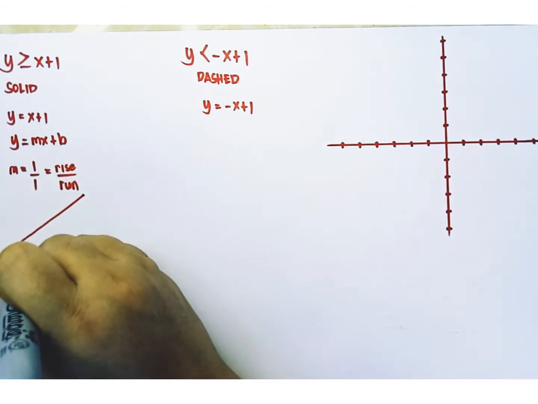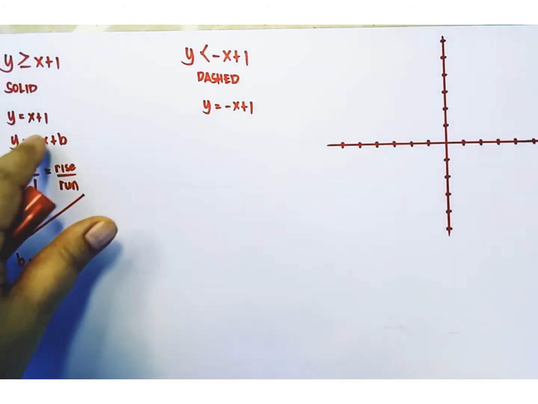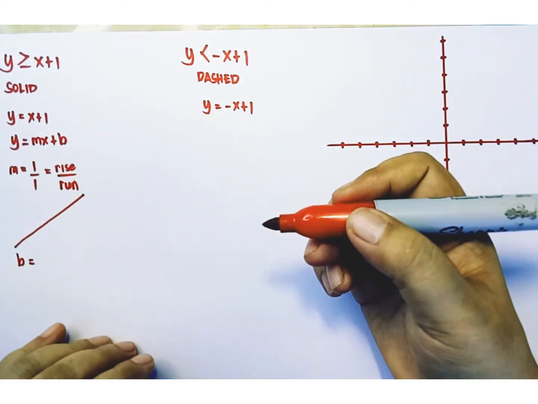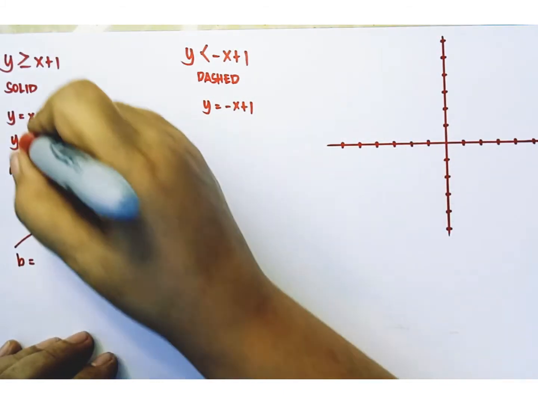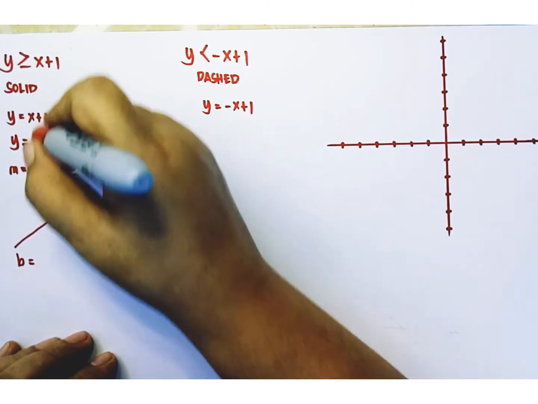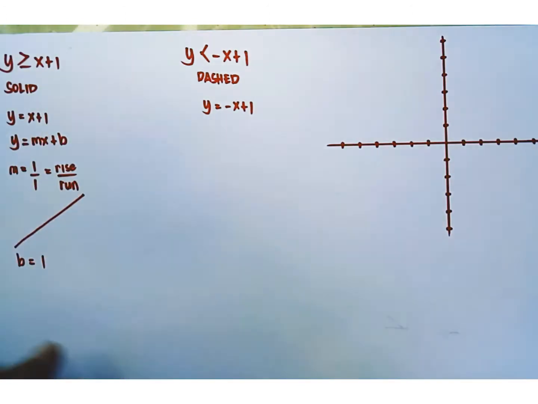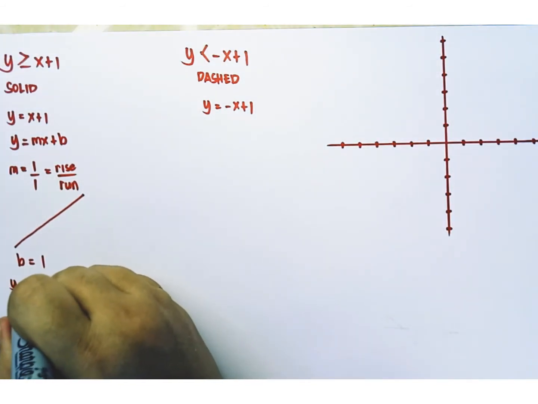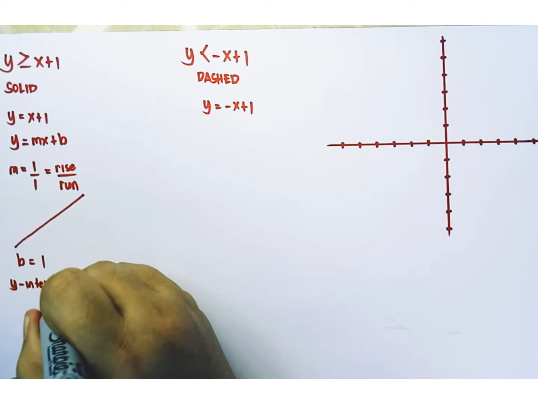The value of b is the constant term in the slope-intercept equation. It's actually the y-coordinate of the y-intercept. This is the constant term in the slope-intercept equation. b is equal to 1. Therefore, the y-intercept is at (0, 1).